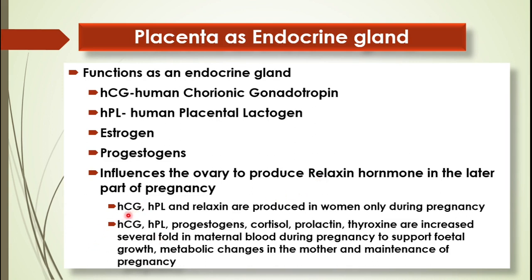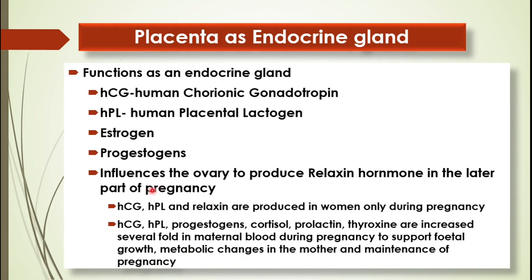Now, please remember that HCG, human chorionic gonadotropin, as well as human placental lactogen, these two hormones along with relaxin, are produced in women only during pregnancy. Similarly, HCG, HPL, progestogens, cortisol, prolactin, thyroxine, all these hormones are increased several fold in the maternal blood during pregnancy. There is a normal optimum level seen in all women, but during pregnancy in the maternal blood, there is an increased titer of these hormones. This is because these hormones are very much needed to support the fetal growth as well as metabolic changes in the mother and to maintain pregnancy. So this is the function of the hormones during pregnancy.